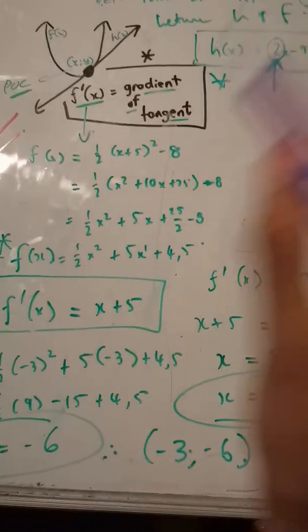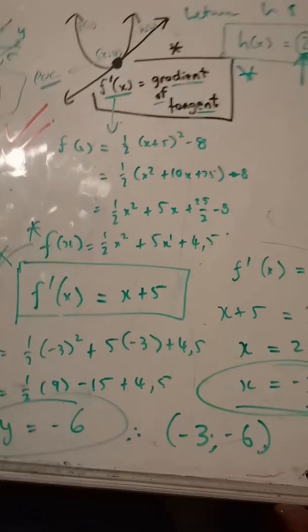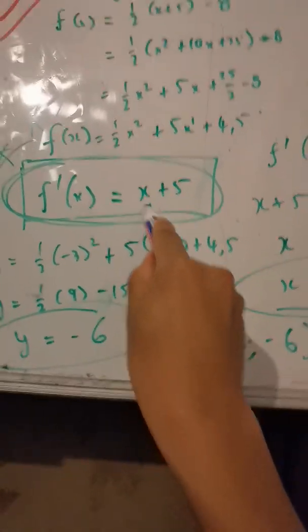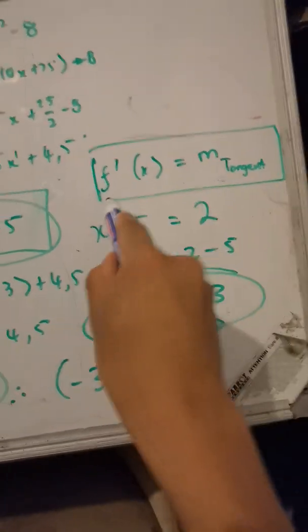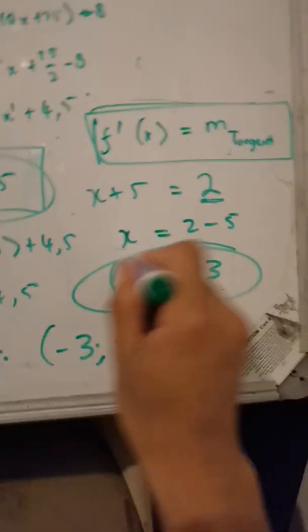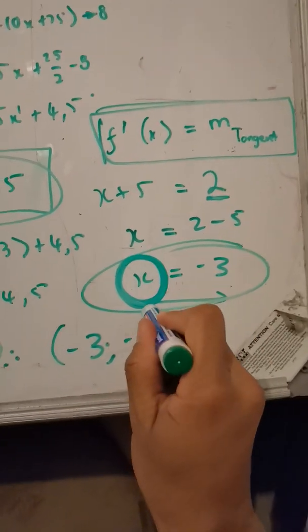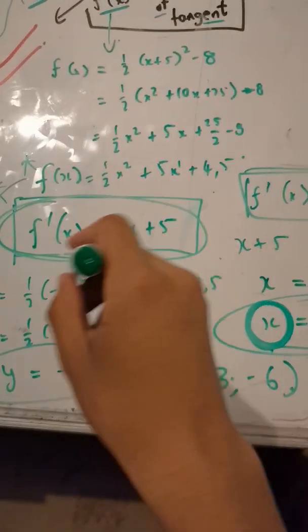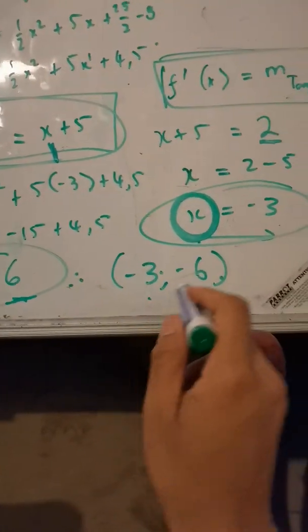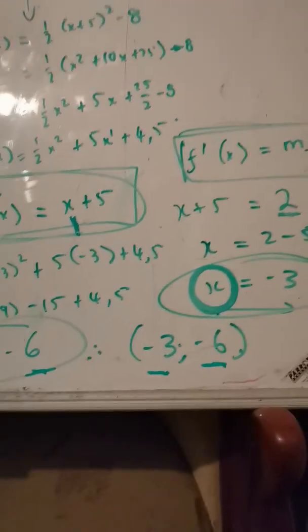Very, very important to understand that the first derivative of my parabola is the gradient of my tangent. And that x value of my first derivative is the x value of my point of contact. So we can equate that first derivative to the gradient of my tangent, which was 2, the coefficient of x, and solve for x. That x is the x value of the point of contact. We substitute that value back into my parabola to get the corresponding y value, and therefore negative 3 and negative 6 are the coordinates of my point of contact.